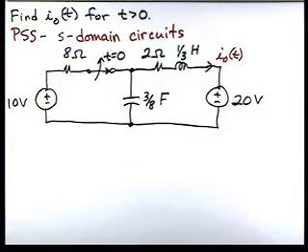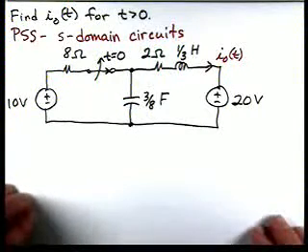In this problem, we're asked to find I0 of t for t greater than 0. We're going to utilize our problem-solving strategy entitled S-domain circuits. In step 1, we're asked to draw the circuit at t equals 0 minus and find the initial conditions.